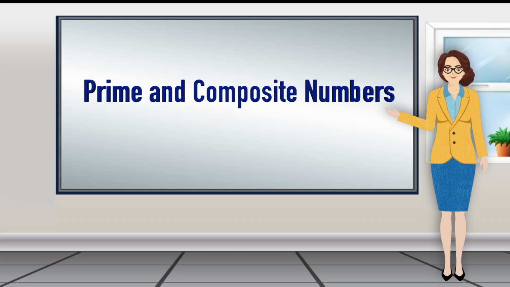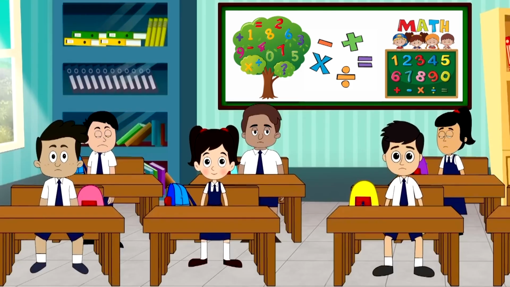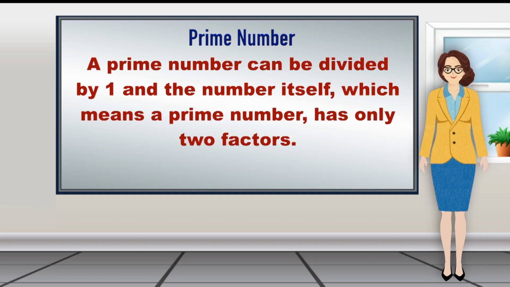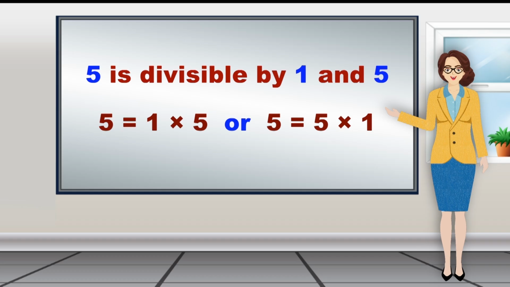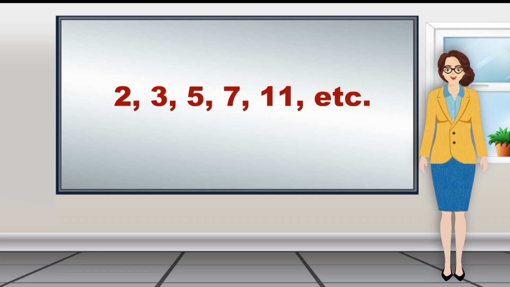Prime and composite numbers. Let's explore the fundamental concepts of prime and composite numbers in the world of mathematics. Prime number. A prime number can be divided by 1 and the number itself, which means a prime number has only two factors. For example, 5 is divisible by 1 and 5. Examples of prime numbers are 2, 3, 5, 7, 11, etc.